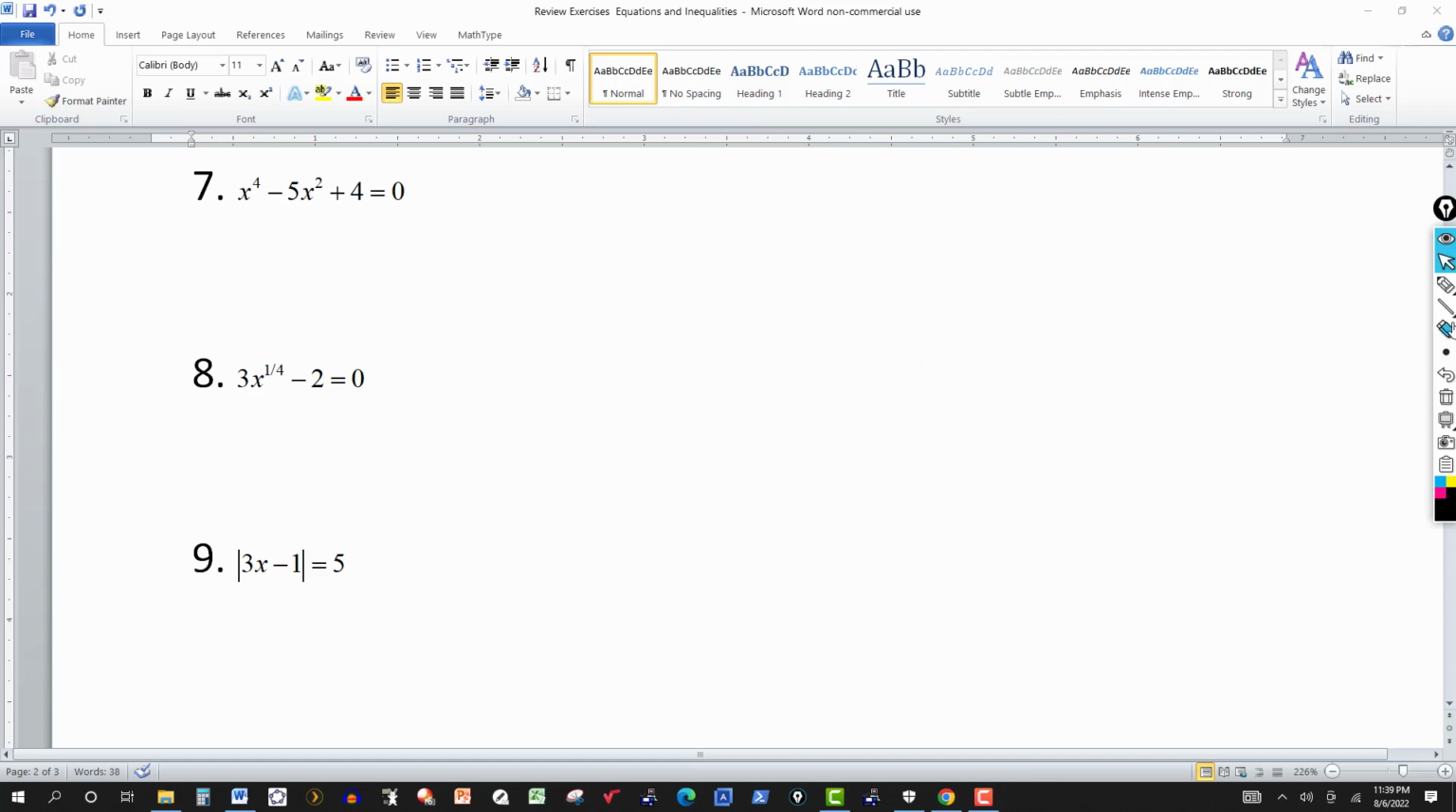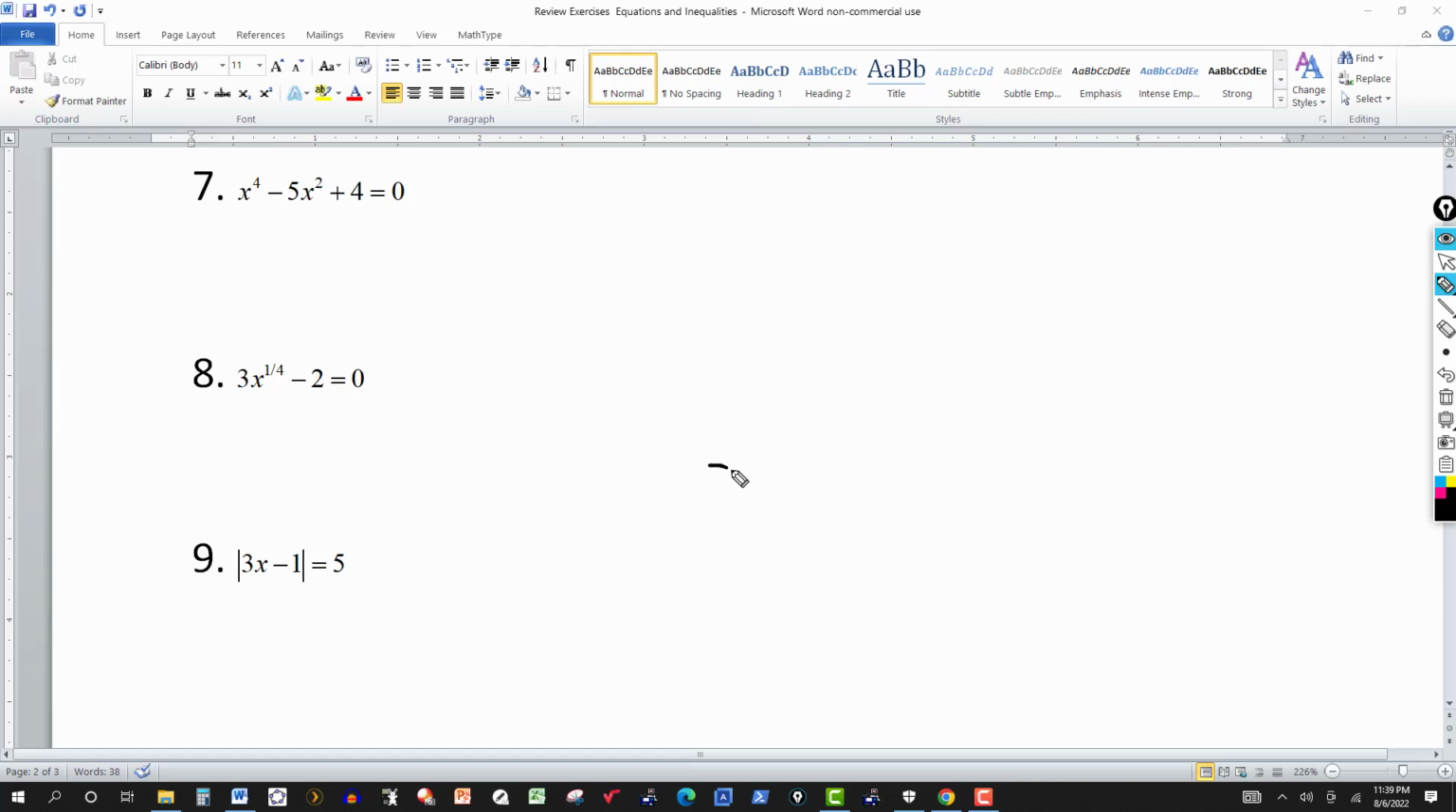Number 9, you've got the absolute value of 3x minus 1 is equal to 3. Well, we know that the absolute value of a positive number is that positive number, and the absolute value of a negative number is the opposite. In other words, when we take the absolute value of any number, it's always going to be non-negative. So it will always be positive or 0, depending on what that value is.